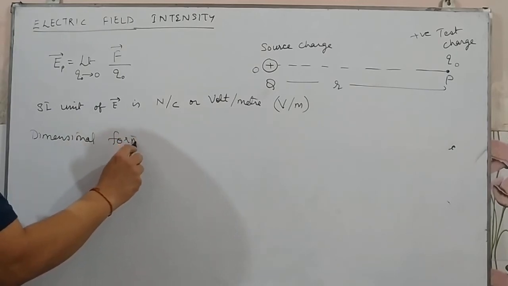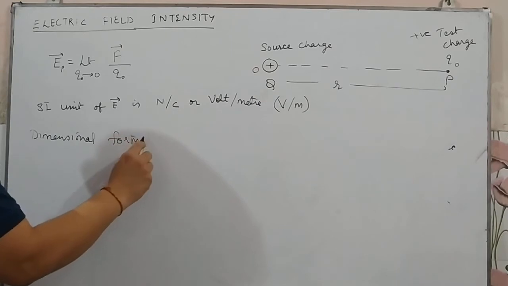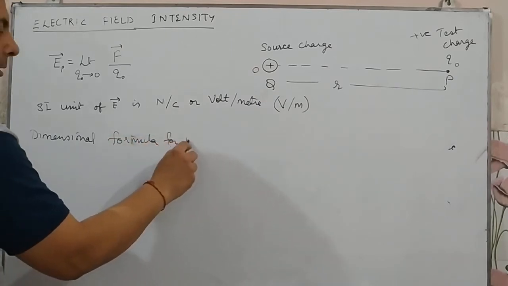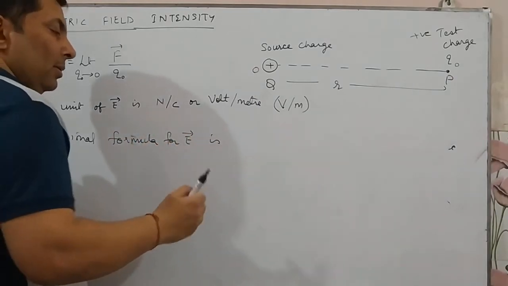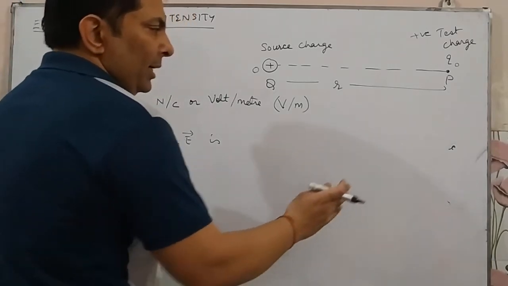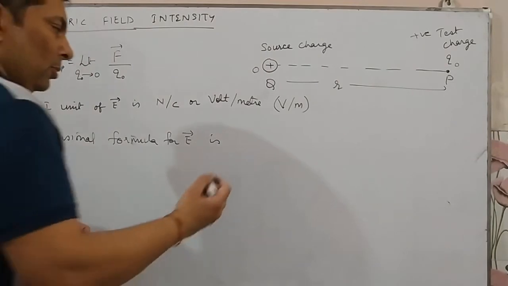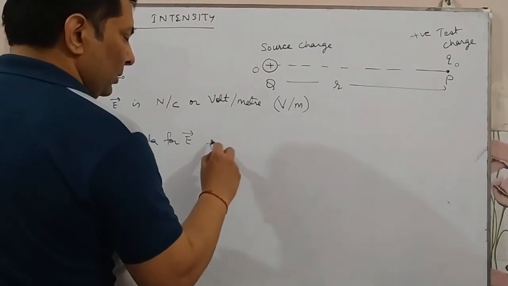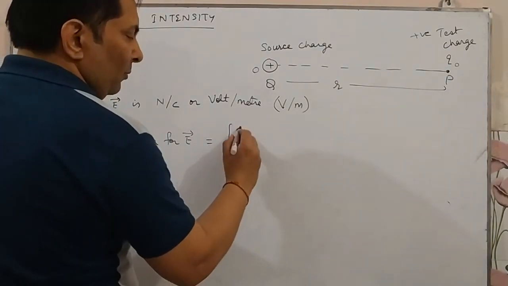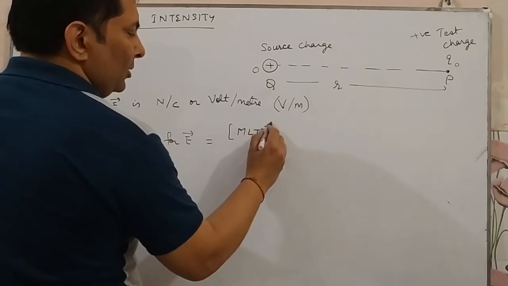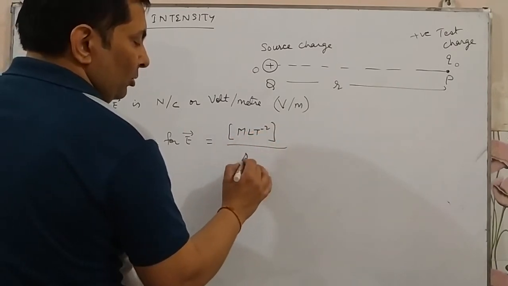The dimensional formula for electric field is, what should the formula? We know that electric field is force upon charge. So we'll take it as force upon charge. Force is MLT^-2 divided by charge, which is denoted as AT.